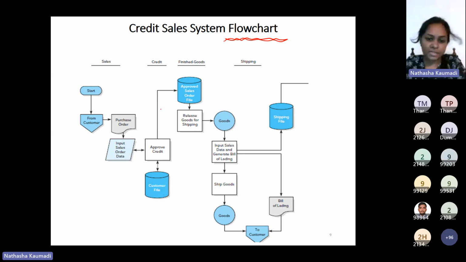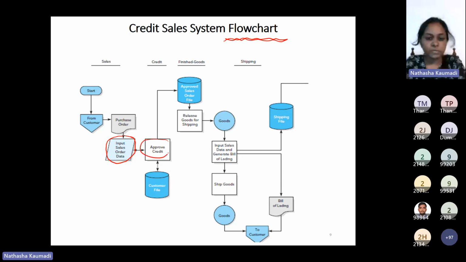So remember these symbols, right? When you start a process, always you start like this. Now here, when you show documents, you are using this shape as a symbol. Likewise, different things are there. And then when you start from a customer, you are receiving an order. For them, it is a purchase order, right? They are purchasing. They are sending us a purchase order. Now, looking at that one, input sales order data. By looking at their order details, you are inputting them into the sales order data.